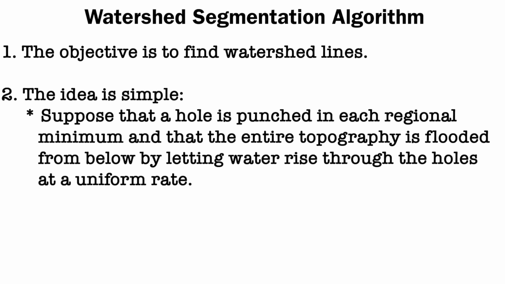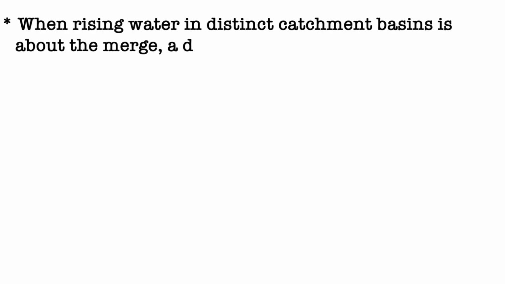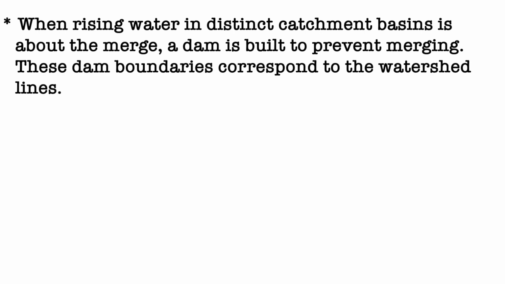The idea is very simple. Suppose that a hole is punched in each regional minimum and that the entire topology is flooded from below by letting water rise through the holes at a uniform rate. When the rising water in distinct catchment basins is about to merge, a dam is built to prevent the merging. These dam boundaries correspond to the watershed lines.